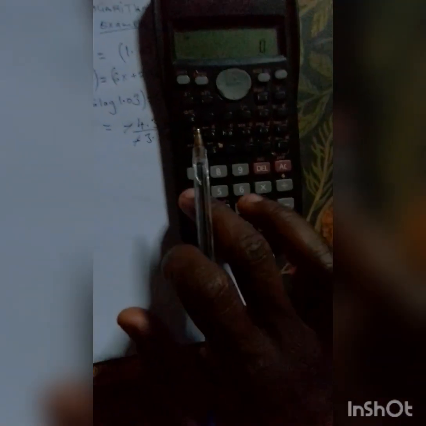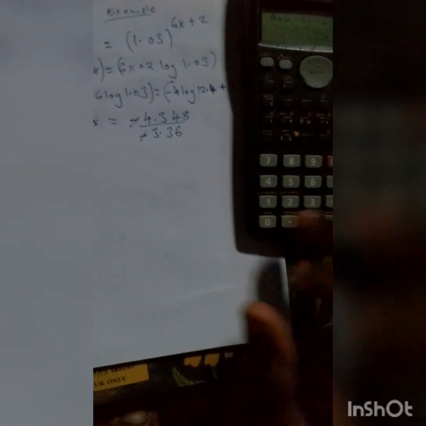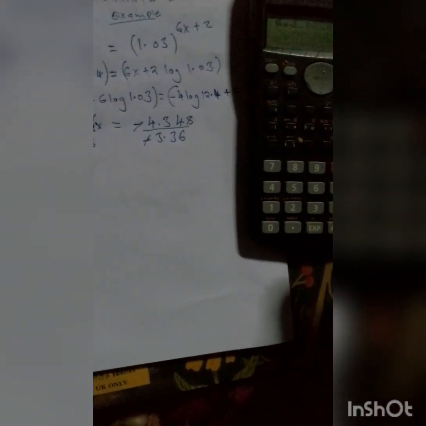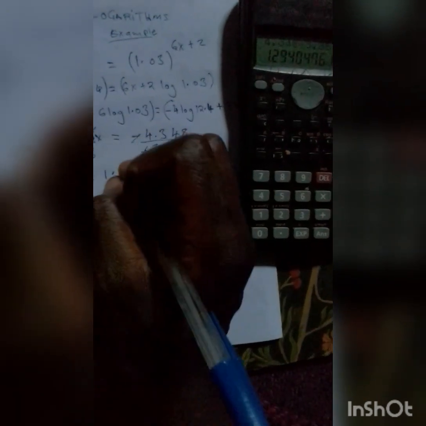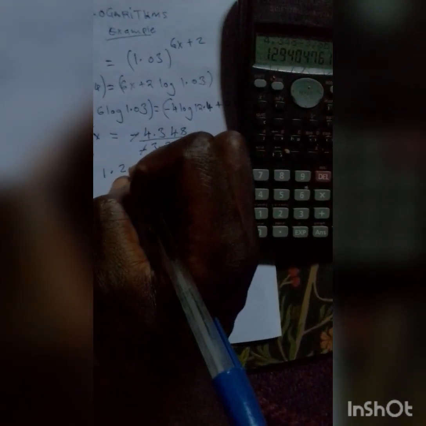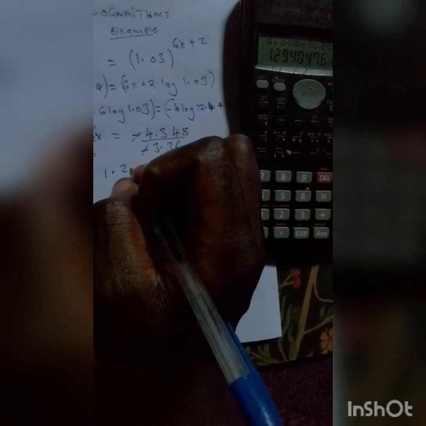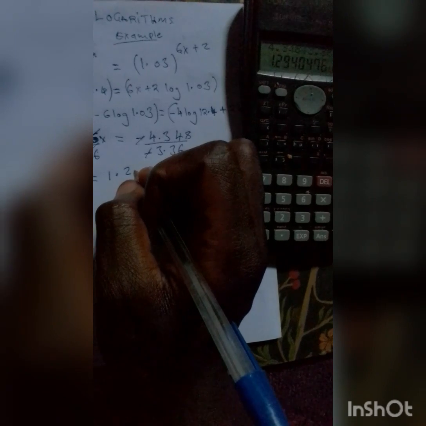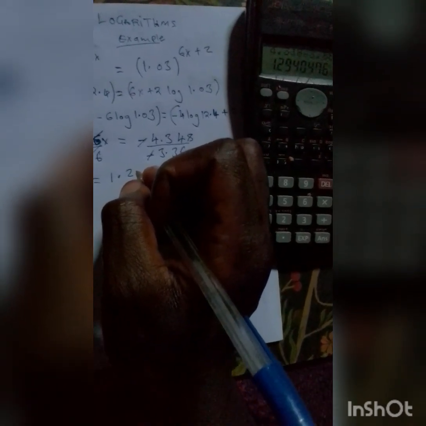So you write 4.348 divided by 3.36. The answer is 1.29. That's the answer you have answered.